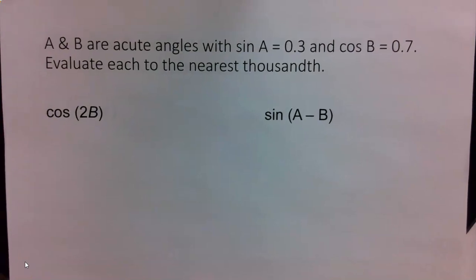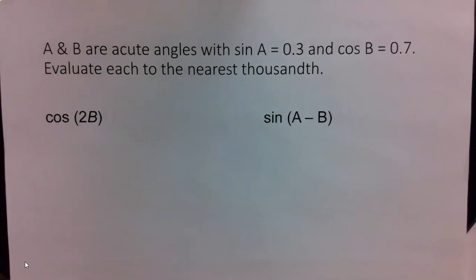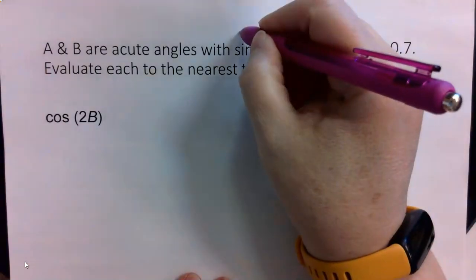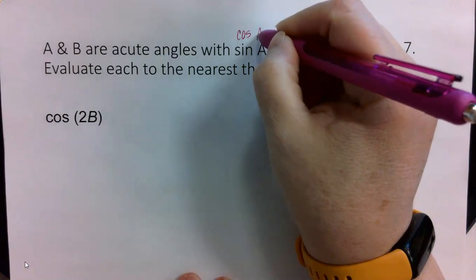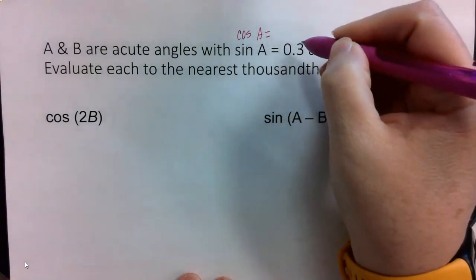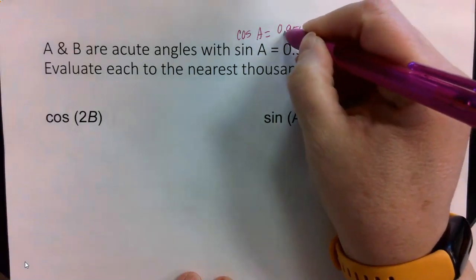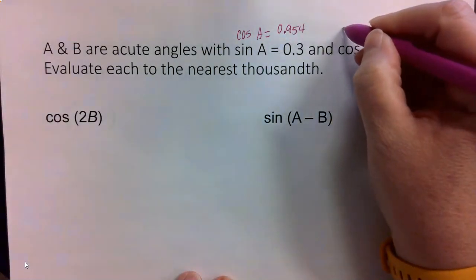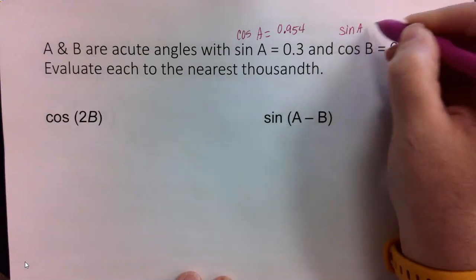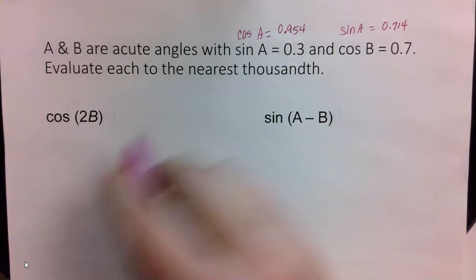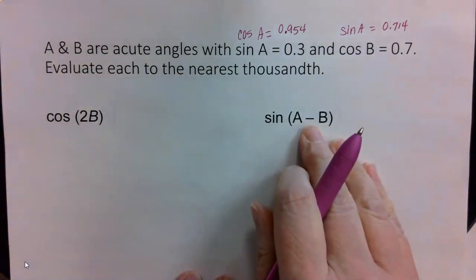Okay, so again, on this one, we're using the same angles. Angle A has a sine of 0.3, and we had calculated that the cosine of A was 0.954. We calculated that from the other problem. And we also found that the sine of B from our previous problem was 0.714. So we're going to use those as we calculate these.